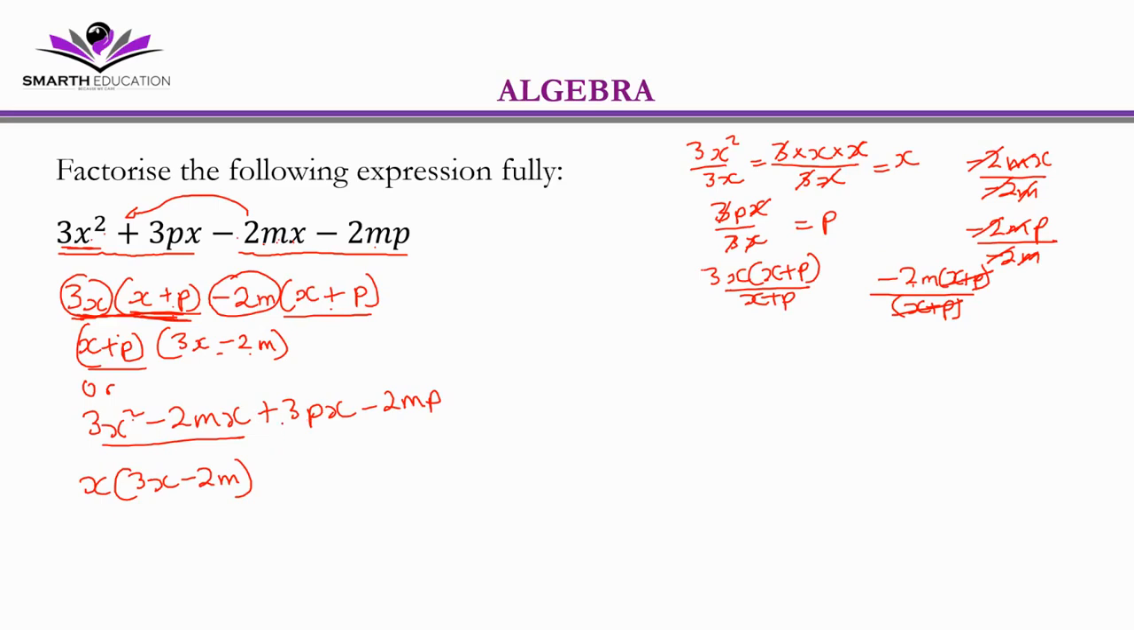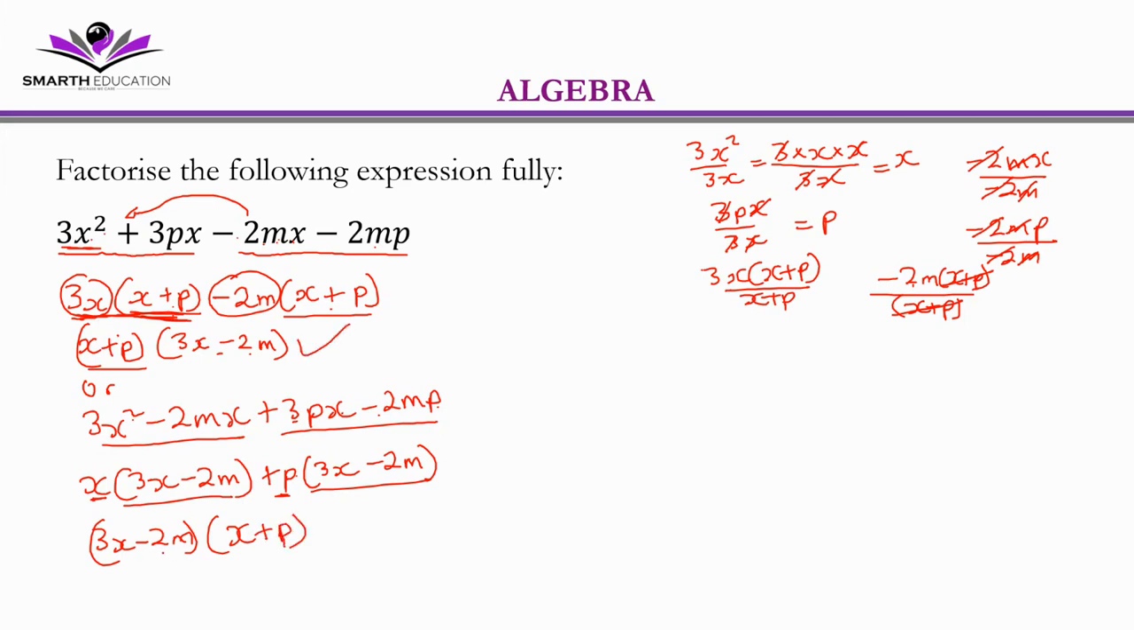And then we have the last pair. Factor out what's common, p. Factor out positive p. Then 3px divided by p is 3x. Then negative 2mp divided by p is negative 2m. See that? So we have a common bracket here. We write it, 3x minus 2m. And then we take this term, we form another bracket, x plus p. Do you see that it's just the same as this? x plus p times 3x minus 2m. It's just the same as that. So we factorize fully.